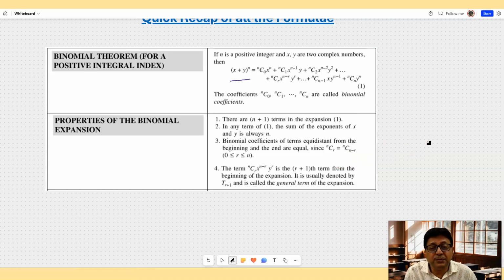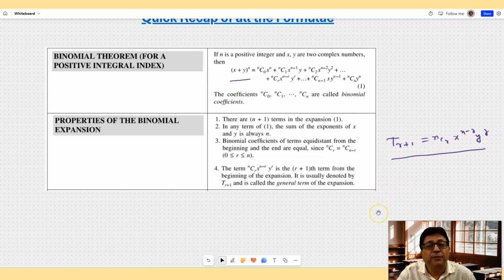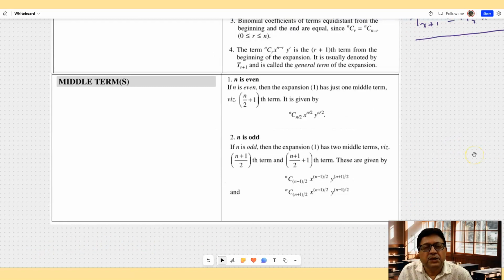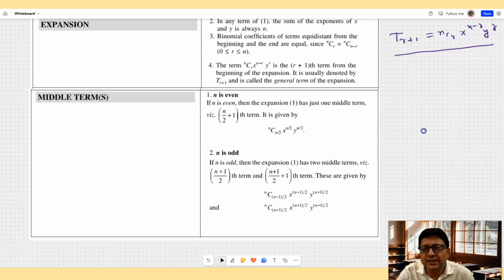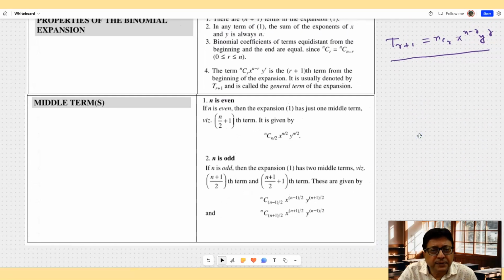And the general term which we have denoted by T r plus 1 for this binomial is given by nCr x to the power n minus r y to the power r. This plays vital role in solving problems on binomial theorem. Now, the use of general term of binomial expansion is for determining the middle term.